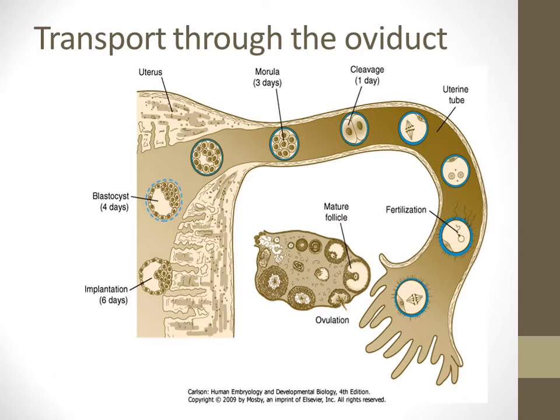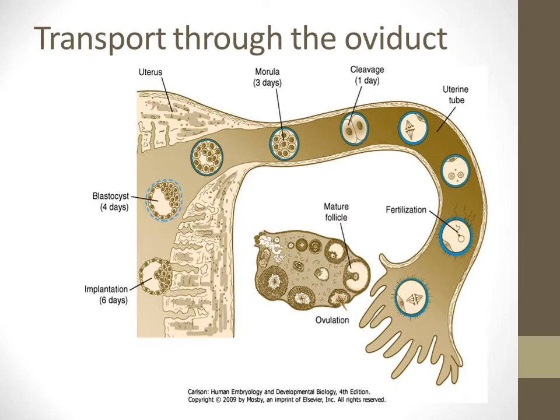So it is a detailed diagram. This diagram is taken from Human Embryology and Developmental Biology, 4th edition, by Carlson. You can see the ovulation process, and then the fertilization. You can see here the process of fertilization, and then after the fertilization, the movement of the fertilized zygote. Here we can say the zygote formation and movement of the zygote inside the fallopian tube or uterine tube.